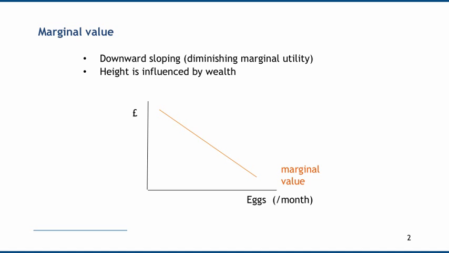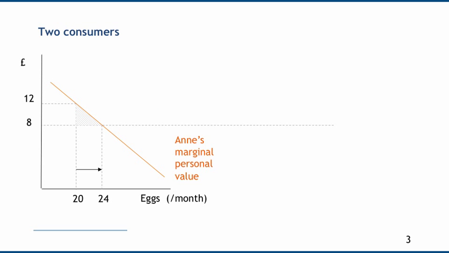The third key point is that tastes differ, and therefore the slope and the position of the marginal value curve will be different for different consumers. We can look at two different consumers now with an example. Let's start off by looking at a consumer called Anne. This is her marginal value curve, it's downward sloping. And let's imagine that she starts off with 20 eggs. As we can see, the value that she places on her 20th egg is 12 pence.